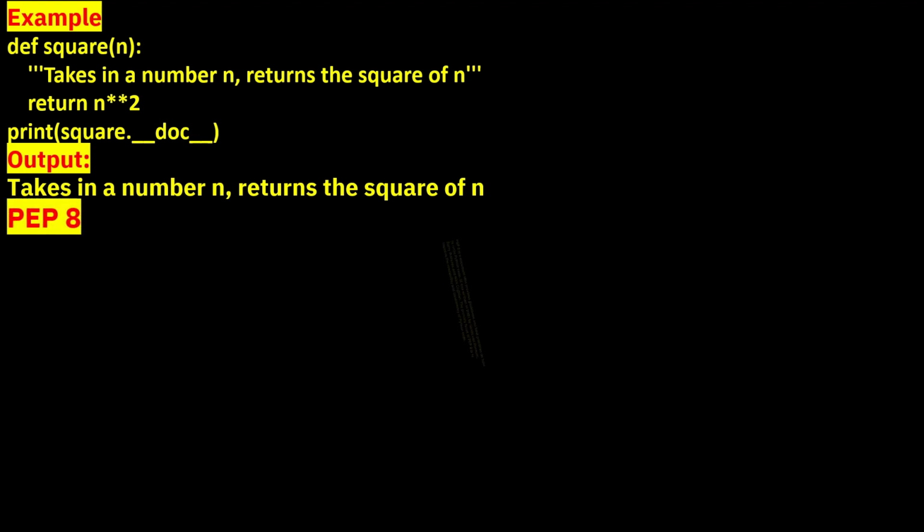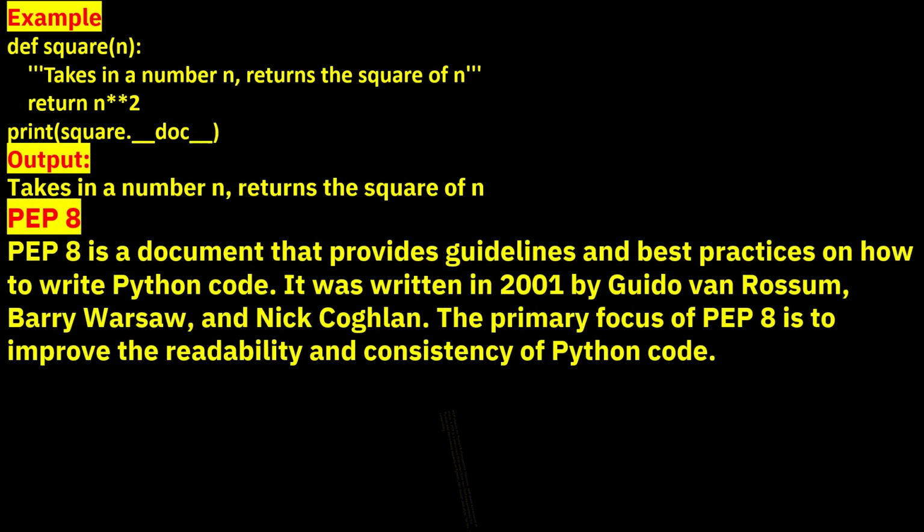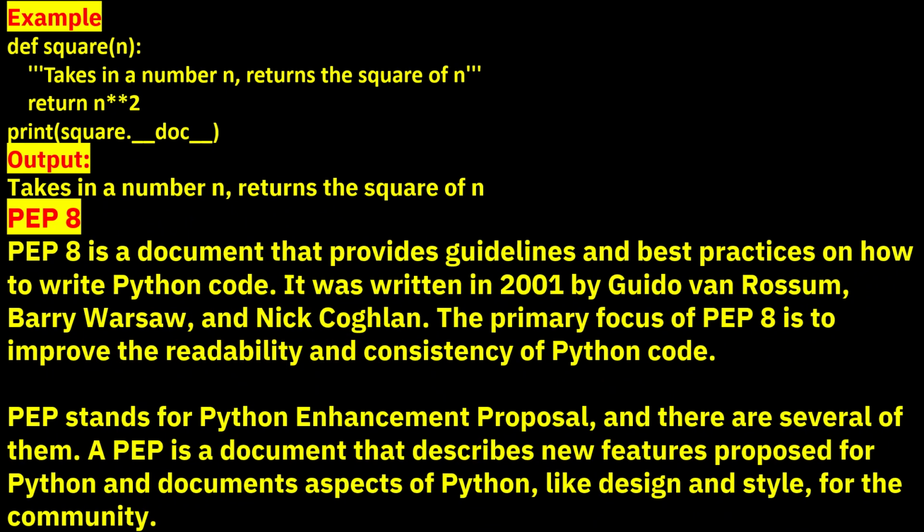PEP 8. PEP 8 is a document that provides guidelines and best practices on how to write Python code. It was written in 2001 by Guido van Rossum, Barry Warsaw, and Nick Coghlan. The primary focus of PEP 8 is to improve the readability and consistency of Python code. PEP stands for Python Enhancement Proposal, and there are several of them. A PEP is a document that describes new features proposed for Python and documents aspects of Python, like design and style, for the community.